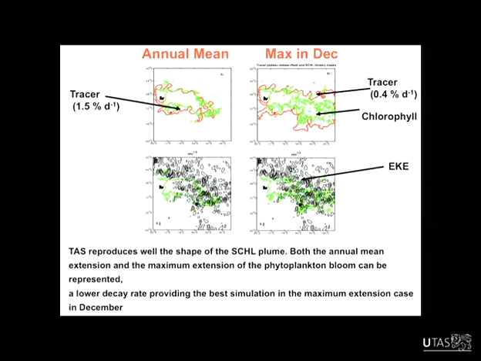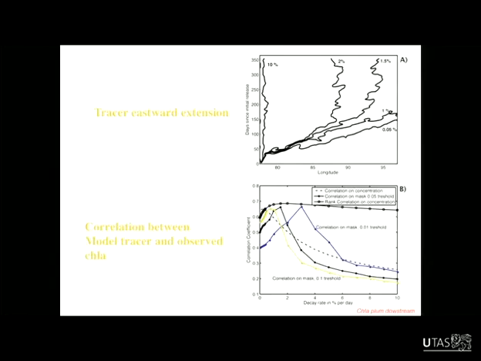If you get a smaller lambda, the bloom goes further away. So you have to calibrate your model, which we did in that one. We decided on 1.5. Again, we did some statistics to decide which decay rate I should use, so I can get the best correlation possible with the actually observed extension of that chlorophyll plume.